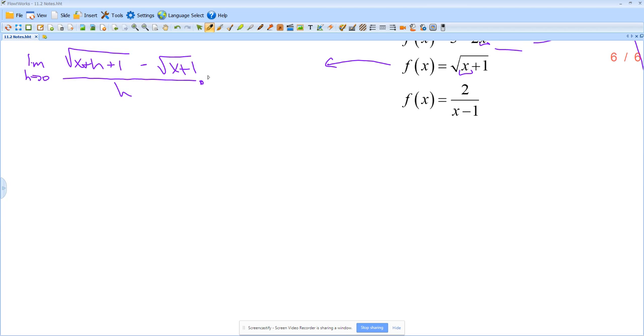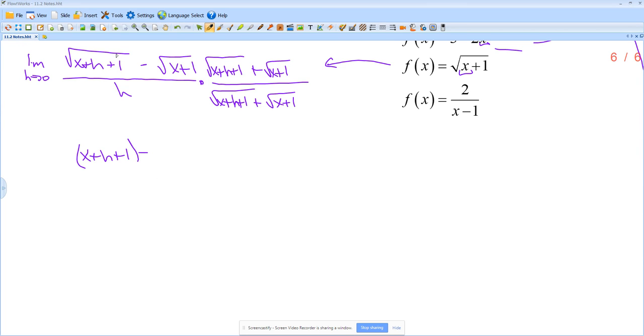So I'm going to multiply by the square root of x plus h plus 1 plus the square root of x plus 1, and I'm going to do that on top and bottom. This looks so long, and it is. It is very long. All right, so if I multiply these conjugates, I get x plus h plus 1.